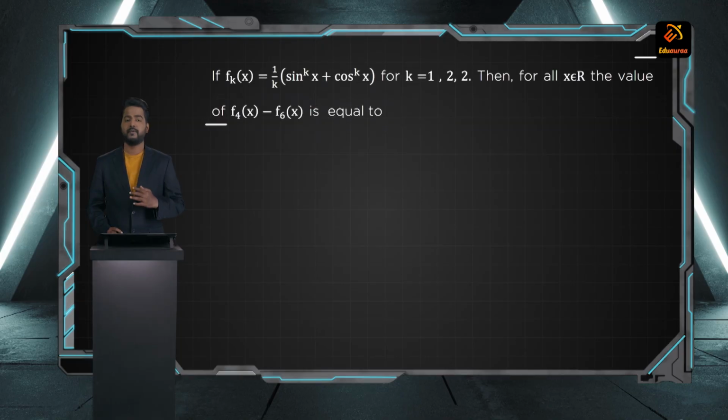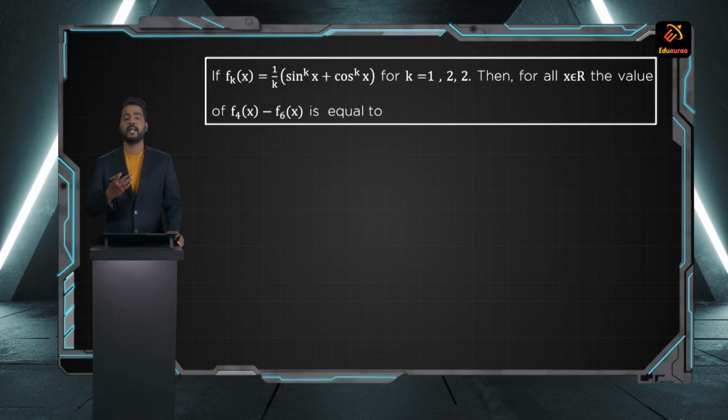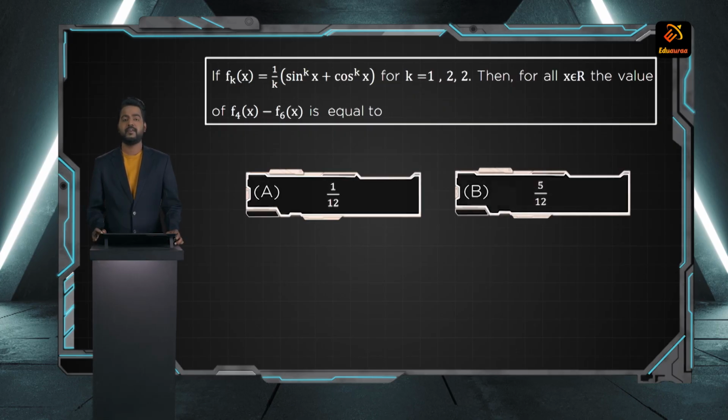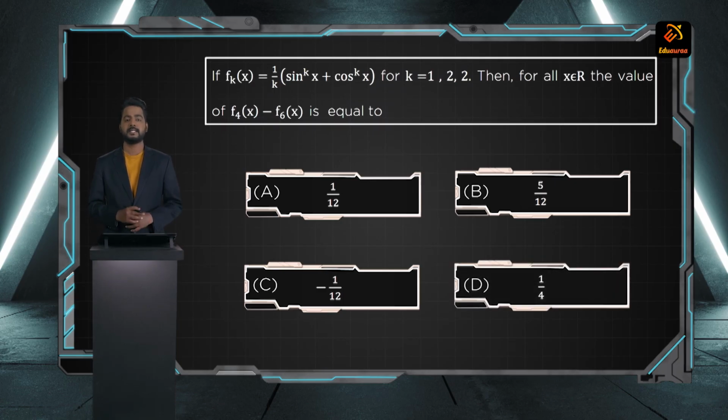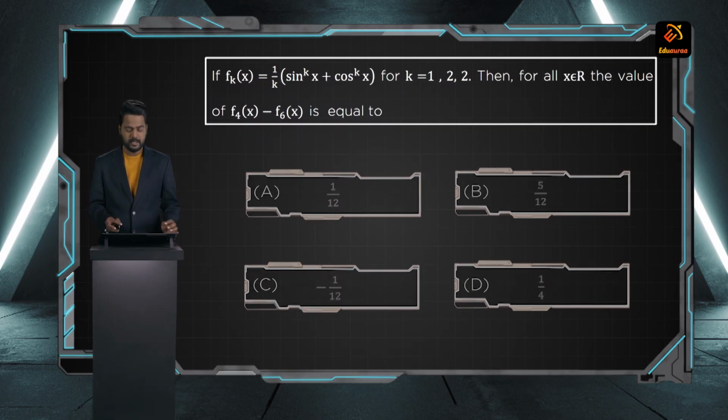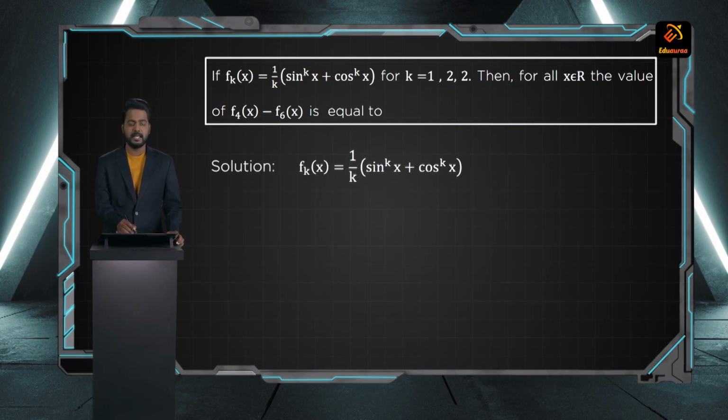Next question: f k of x is equal to 1 upon k times sin raised to kx plus cos raised to kx, for k equal to 1, 2, 3, and so on. Then for all x belonging to the real numbers, the value of f4 of x minus f6 of x is equal to: option A, 1 by 12; option B, 5 by 12; option C, minus 1 by 12; and option D, 1 by 4. This question came in JEE Main 2019. So the question: f k of x is equal to 1 upon k times sin raised to kx plus cos raised to kx.